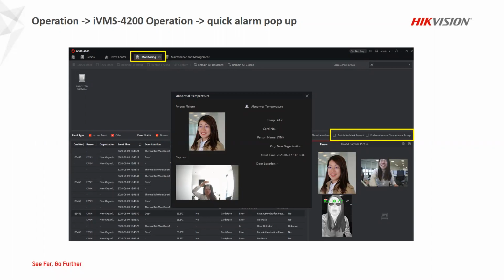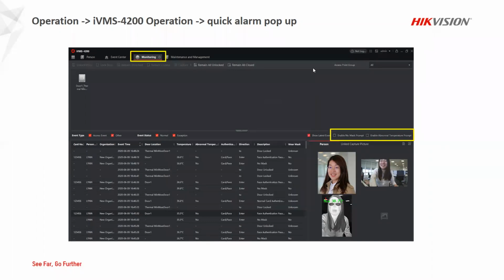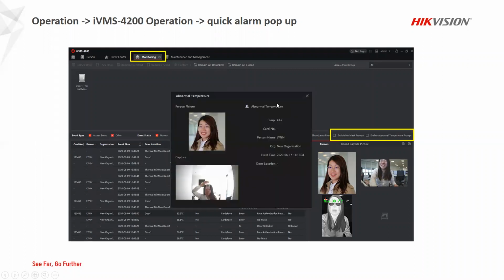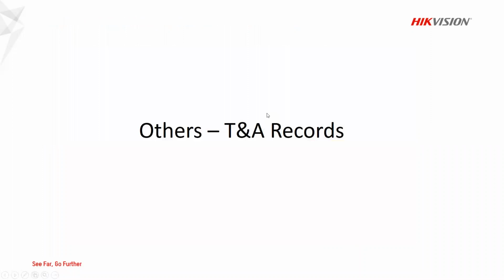So I will recommend you to go to the maintenance and management for a better alarm pop-up. But if you just want a quick pop-up, you can use this. But then the latest events will cover the previous one, and you cannot see the previous one. So just a note. And others, including time attendance records on the iVMS-4200.